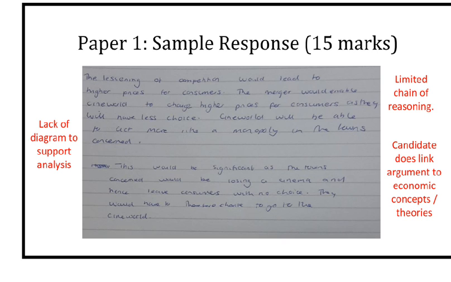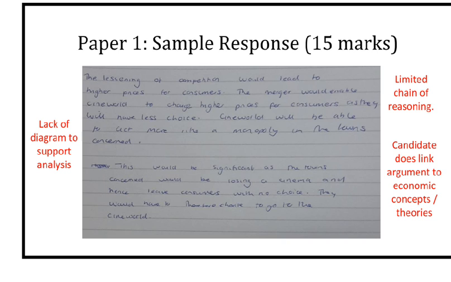So what's happening in this situation is the candidate visually has not used any form of diagram to support their analysis. This is critical if we want to get into those higher levels. So the idea of KL3 or KL4. Likewise, there is a limited chain of reason.